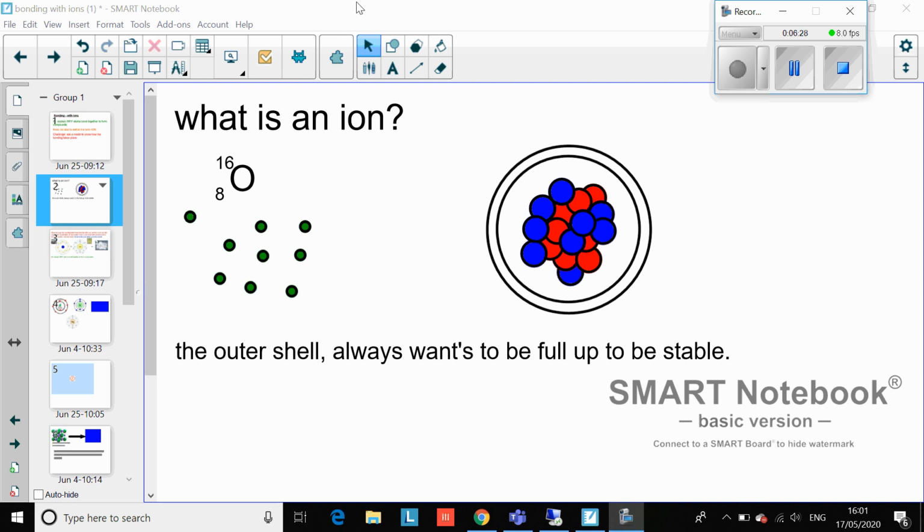Whoops, I have accidentally added an extra one, so let's just get rid of him. Sorry, that was a mistake on my part. Move you around. There we go. Right. Okay. So we've got 8 protons, which means we need 8 electrons going in the shells.